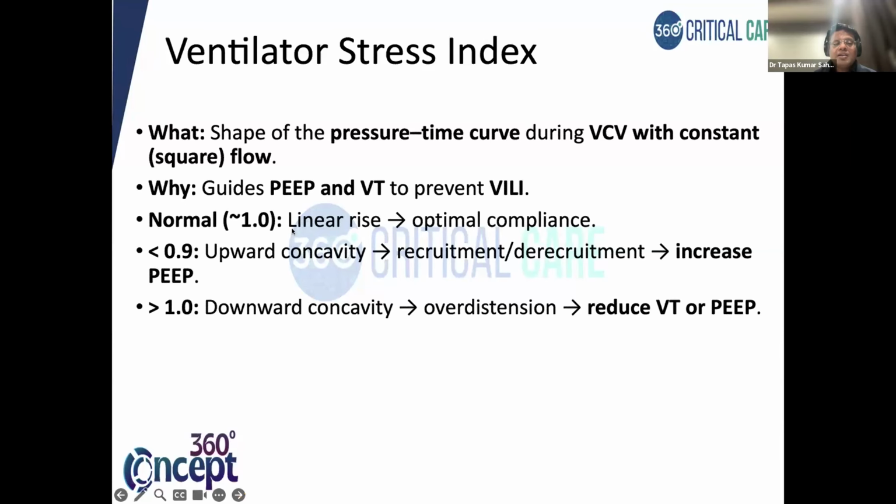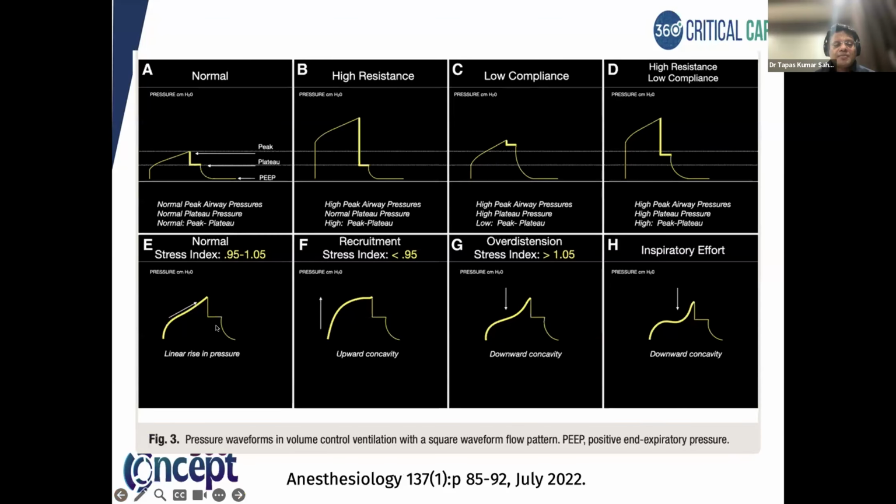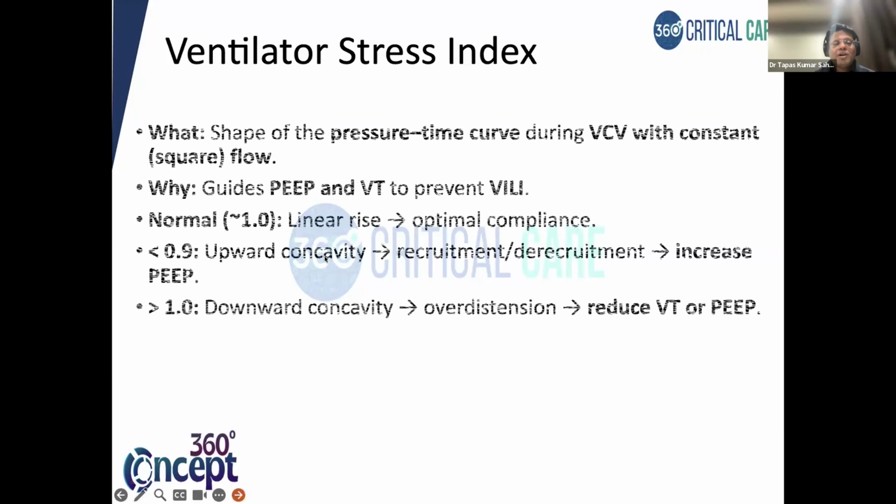Normal is around 1. This would be a linear rise. That means optimal compliance. Normal. Right, this is the normal like this. Now, if it goes up, upward concavity, that means less than 0.9. Recruitment, de-recruitment, you have to increase the PEEP. More than 1, downward concavity, that means over distension. That means you have to reduce the tidal volume or the PEEP. Clear?